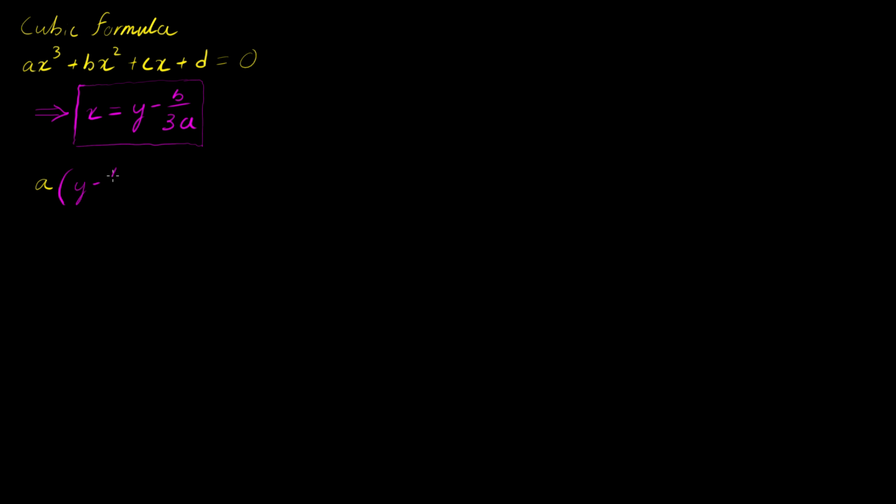So all we're going to do is say that a times, everywhere we see an x, we're just going to write y minus b over 3a. So a times y minus b over 3a cubed, plus b times y minus b over 3a, and we're going to square that. And we've got our plus c times y minus b over 3a, and then we have our plus d is equal to 0.